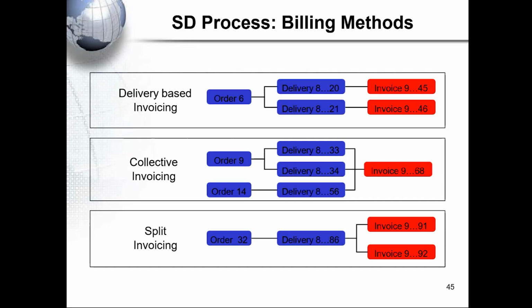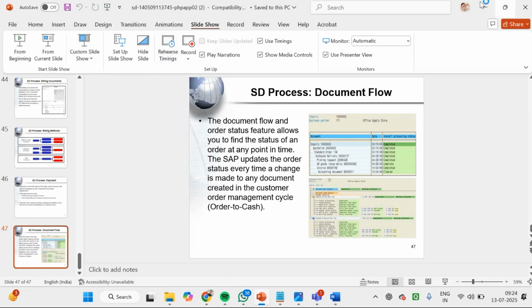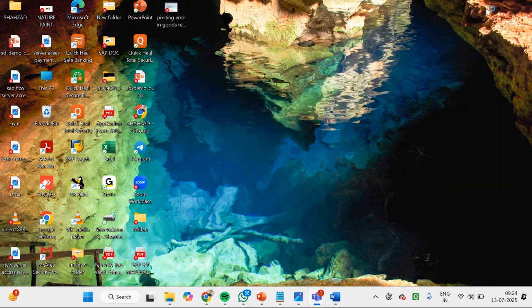Payment processing may have a 30 days credit period, 60 days. Payment processing is the final step in the sales order process, and it is managed by the financial accounting department. They will receive the payment from the customer. Once the customer does the payment, they will update the payment details in the system and the process is over. So this process we have to know under sales and distribution. Clear? Yes, sir.